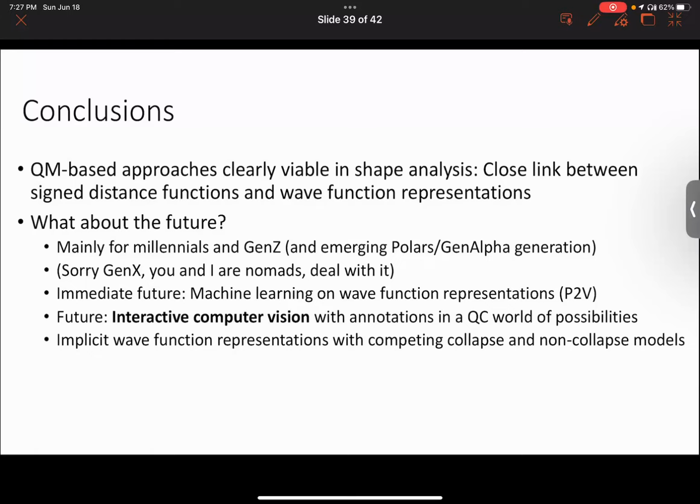And obviously you would have a fight between collapsed and non-collapsed models of wave functions, because the role of the annotators in the system would be very interesting. So I leave that as something that I think Roberto came close to with his talk about a Bayesian way of looking at QC. But I want to take that further into positing that interactive computer vision could be a very useful place for QC to set ourselves apart from the classical world. That's it. Thank you so much.